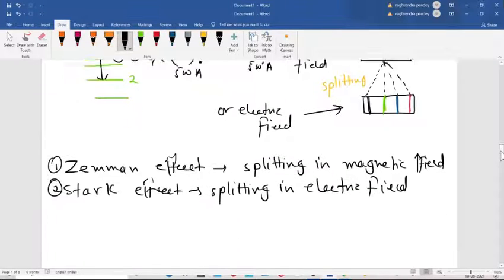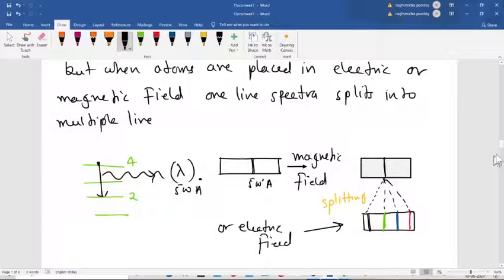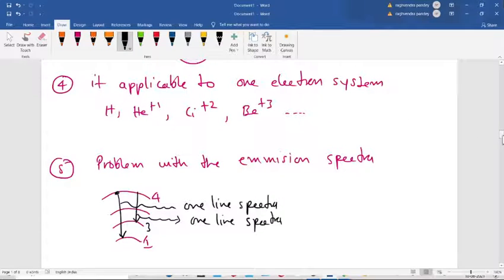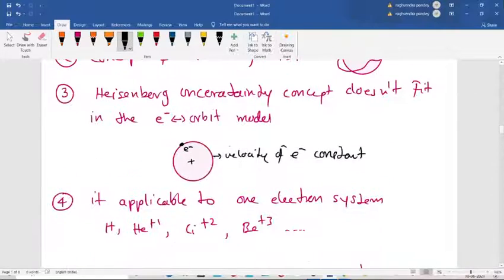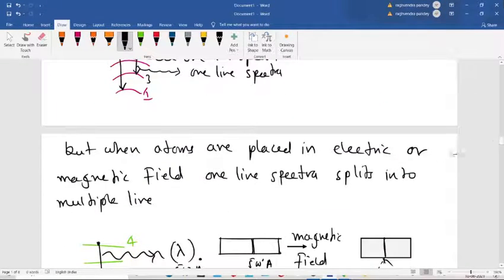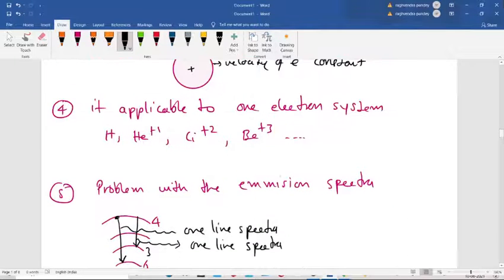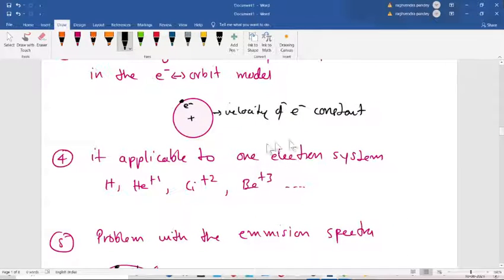No, no, failures were there, but at the time when he gave the model, after 2 or 3 years, he got the Nobel Prize. So failures were there, but later on they were proved right. We cannot call them failures. He couldn't explain that one. So it's not totally wrong, it is a partially correct model. It is applicable to this one, so that is correct.